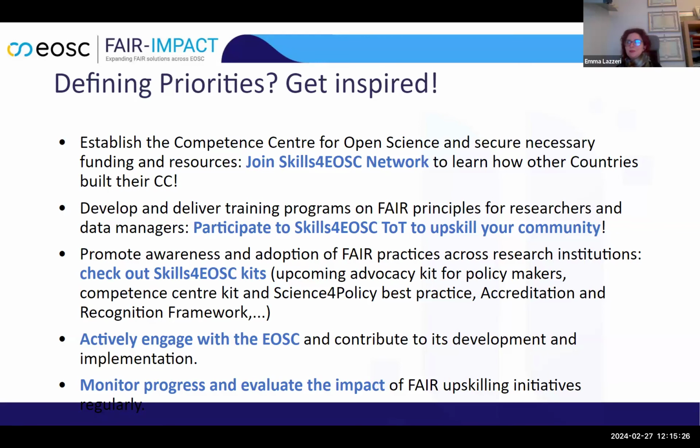to engage the policymakers. And when I speak about policymakers, I not only refer to the government and the ministries, but also the governance of research performing organizations, for example. So this kit, I hope, can help others in understanding open science and FAIR better. But we also have upcoming science for policy best practices and an accreditation and recognition framework.